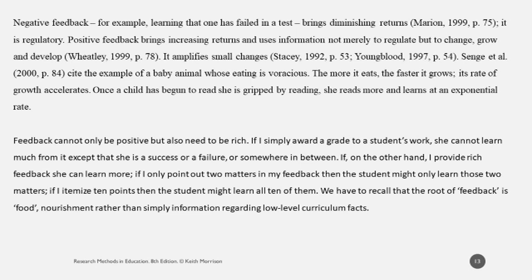If I simply award a grade to a student's work, she cannot learn much from it except that she is a success or a failure, or somewhere in between. If, on the other hand, I provide rich feedback, she can learn more. If I only point out 2 matters in my feedback, then the student might only learn those 2 matters. If I itemize 10 points, then the student might learn all 10 of them. We have to recall that the root of feedback is food, nourishment, rather than simply information regarding low-level curriculum facts.